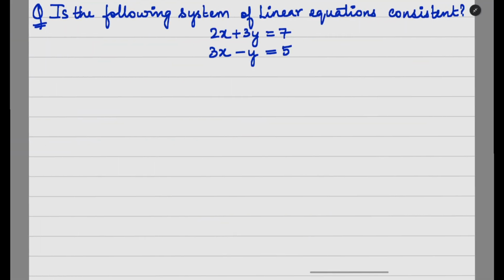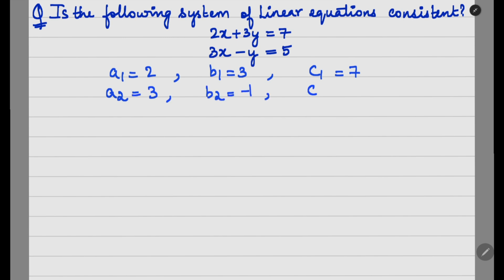Is the following system of linear equations consistent? You are given two sets of equations. Let's write it in the ratio form. Here a1 is 2 in the first equation, b1 is 3 and c1 is nothing but 7. Similarly, in the second equation, a2 is 3, b2 is minus 1 and c2 is nothing but 5.